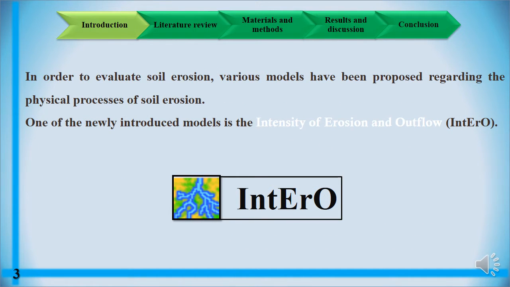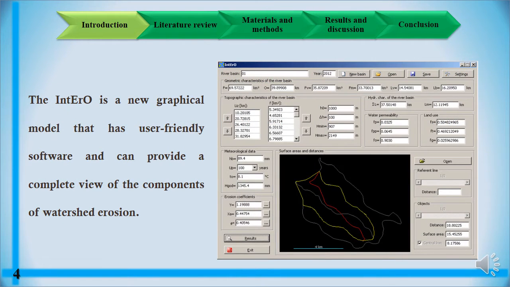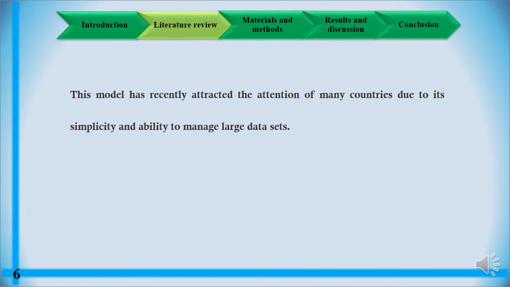Various models have been proposed regarding the physical process of soil erosion. One of the newly introduced models is the Intensity of Erosion and Outflow, abbreviated to INTERO. The INTERO is a new graphical model that has user-friendly software and can provide a complete view of the components of watershed erosion. This model has recently attracted the attention of many countries due to its simplicity and ability to manage large data sets.